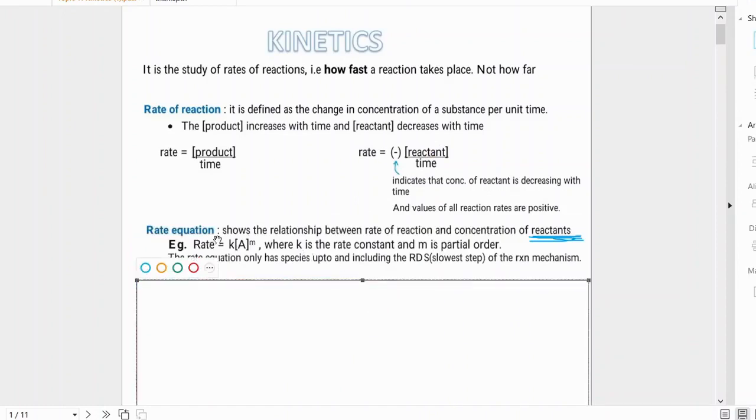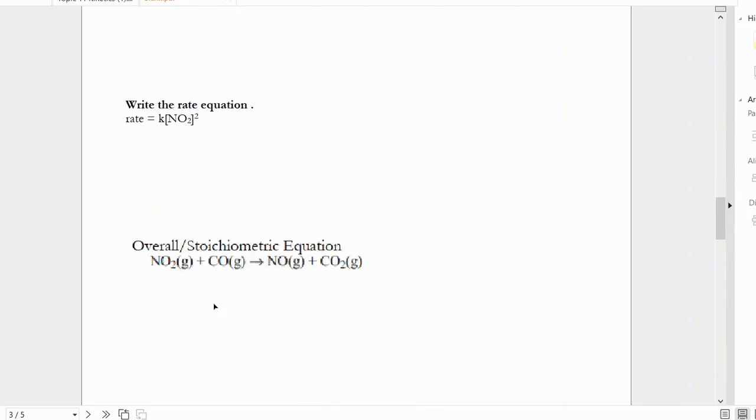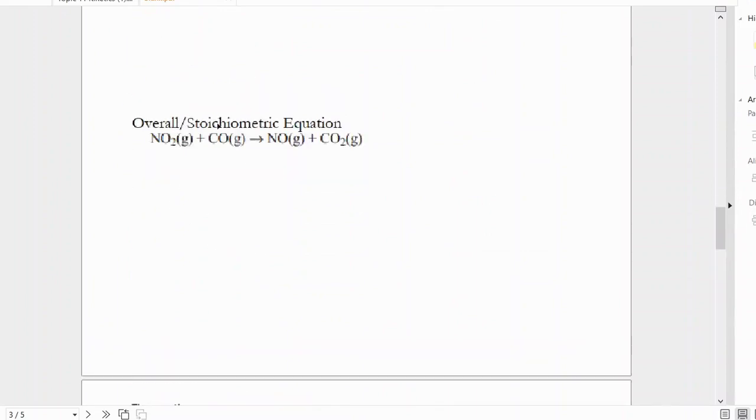Rate equation. There are many kinds of equations. Stoichiometric equation per se. Before reading much on this rate equation, I'll show you something else which will help you understand rate equation much better when I come back to this. Let's say this is a simple equation. So beautiful. Two gaseous reactants are reacting, two gaseous products are forming. What equation is this? This is the stoichiometric equation. This is the overall equation.